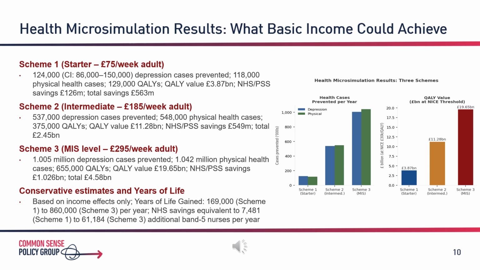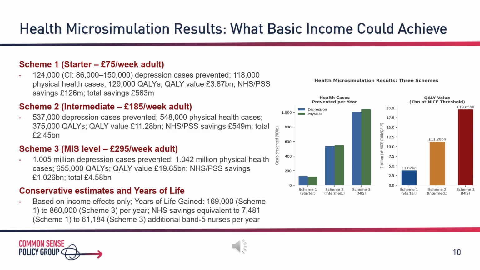NHS and personal social services cost savings are £126 million per year. Total savings including patients' costs are £563 million. These are significant numbers for a scheme that costs nothing net in static fiscal terms.